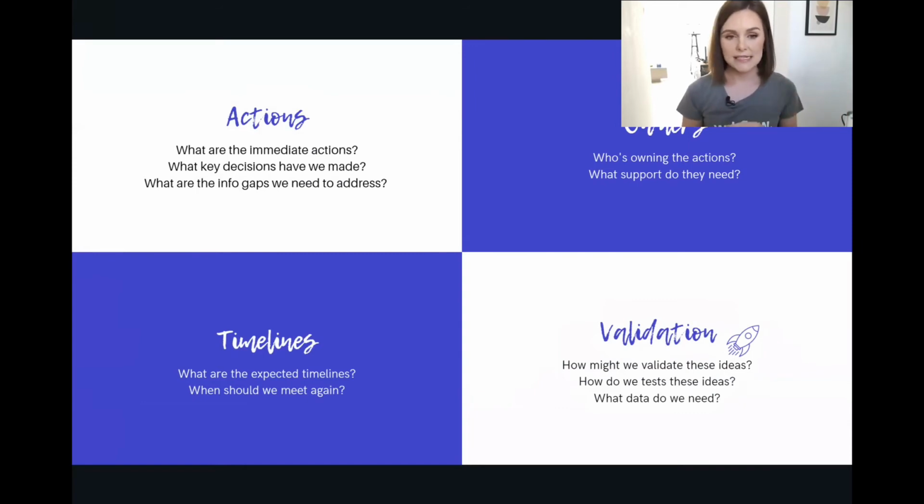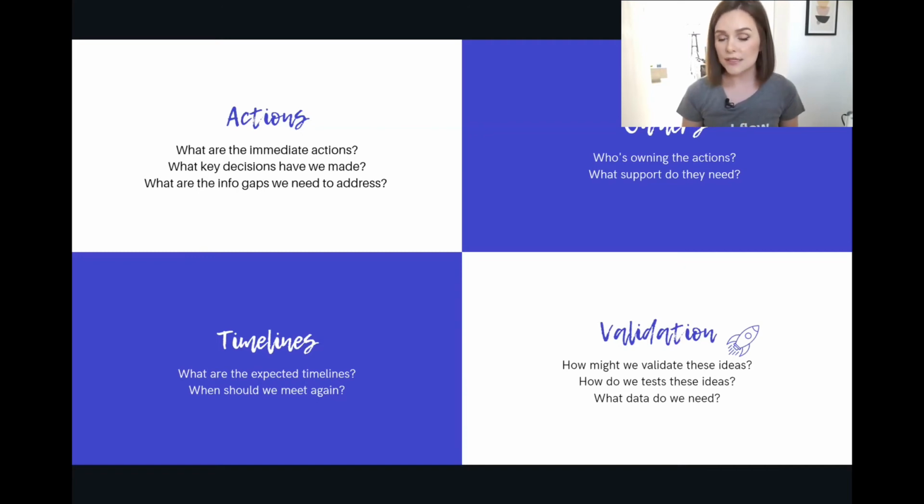So there are 4 sections here. Actions. What are the immediate actions that we have pulled together during this workshop? What key decisions have we made? Did we discuss, for example, oh, we can just make a quick change to the knowledge base article, or we can make a quick change to the service routing? Then who has documented those actions?